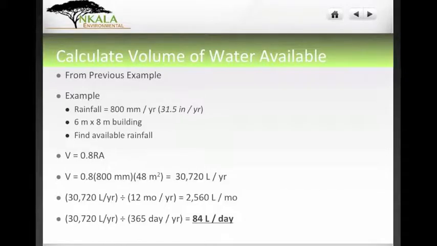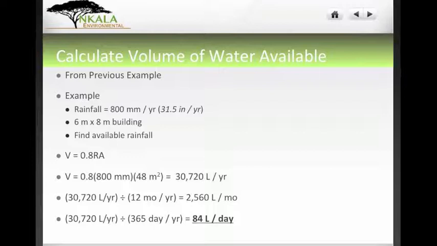Next, we want to calculate the volume of water that's available to us. And again, we've done this example a few times, but let's do it again to reinforce that idea. So we have 800 millimeters per year of rainfall, our same 6 by 8 meter building. We're going to find the available rainfall by multiplying the millimeters of rain times our 48 square meters, 6 times 8 is 48, and multiply that by our runoff coefficient of 0.8.